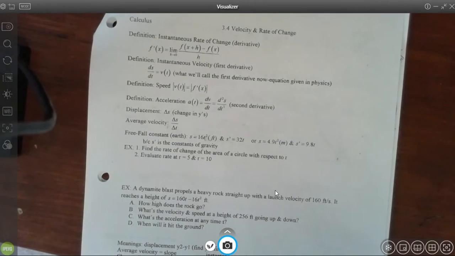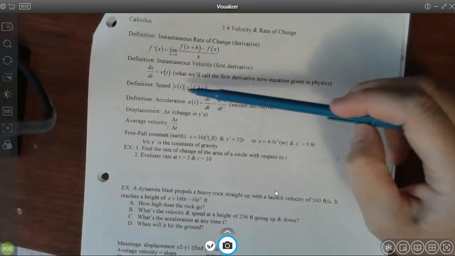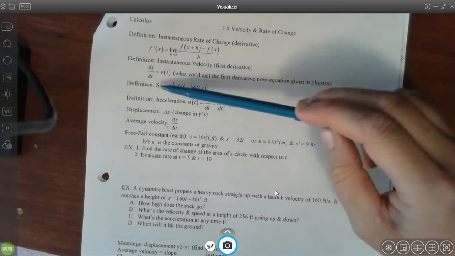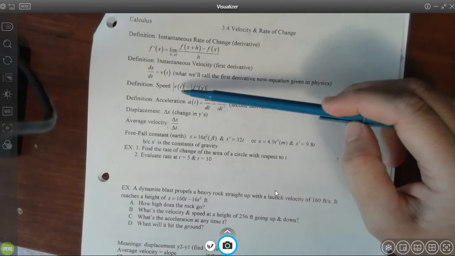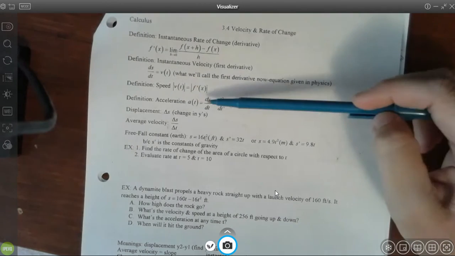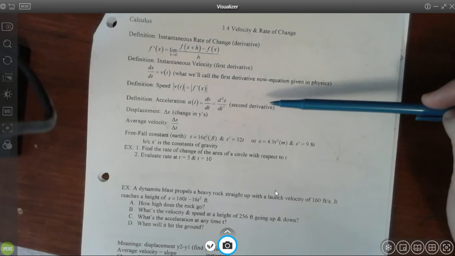Speed, you should have learned in physics if you're in there, is velocity without direction. What that means is that if you take the absolute value of your velocity, that's the way you take off the direction, and it's the same as speed. So if we took the derivative and I end up getting a velocity of -10, then its speed is +10. And then acceleration is when you take the second derivative.